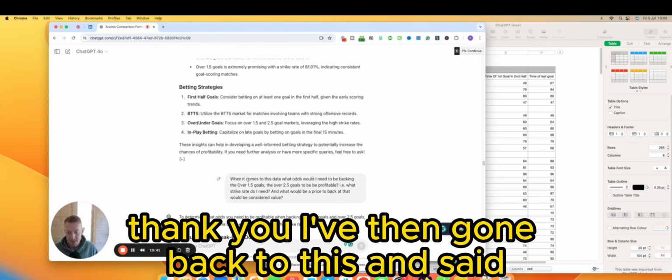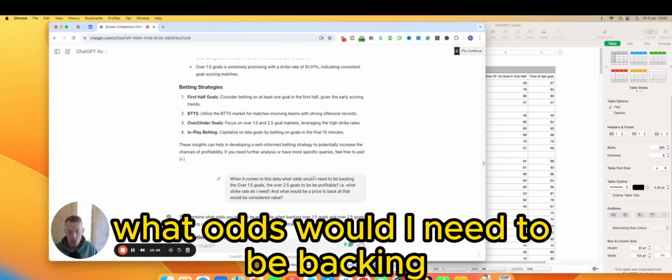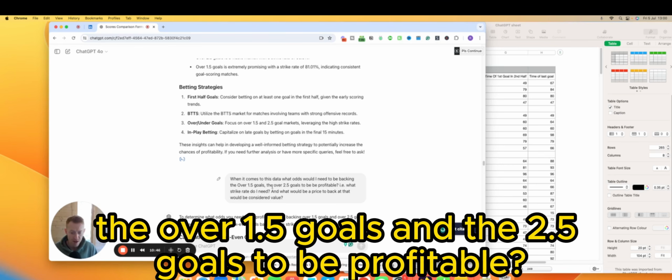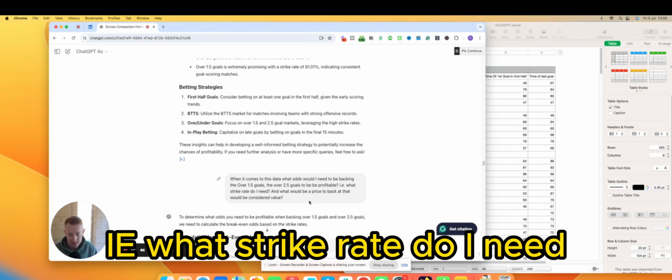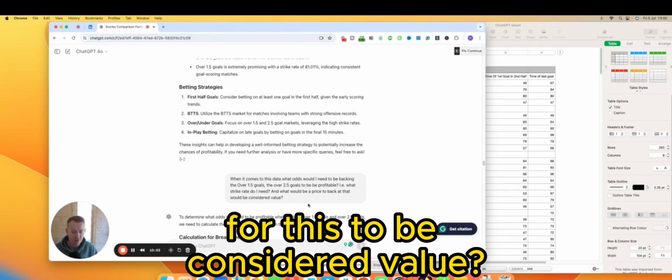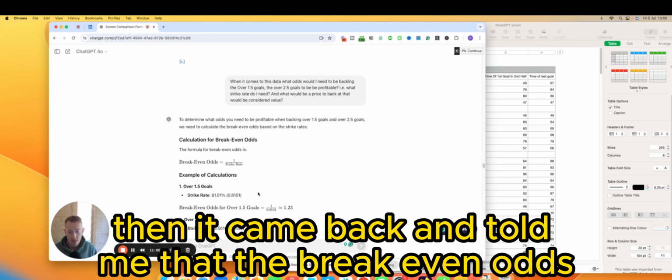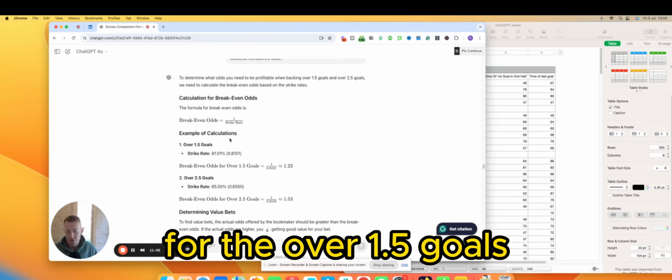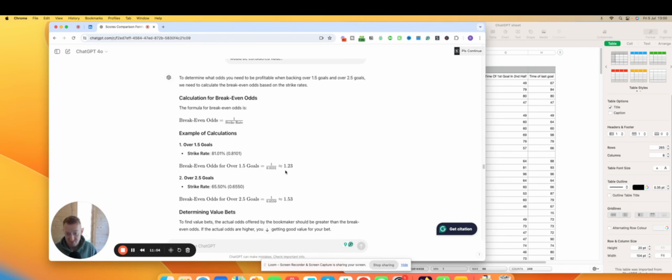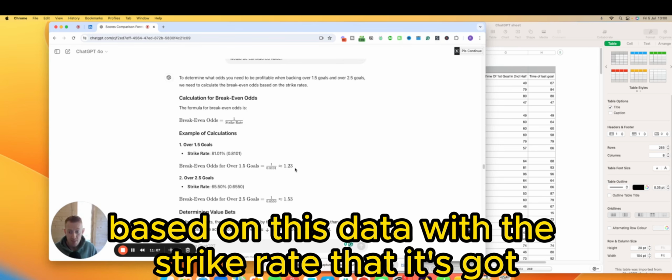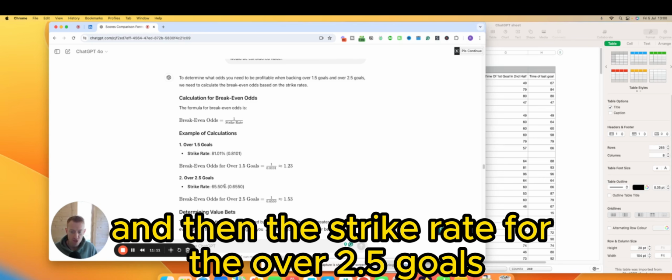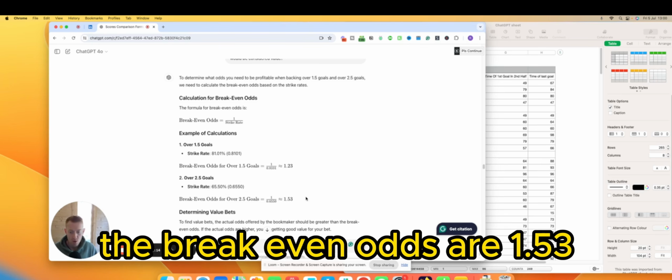I've then gone back to this and said, when it comes to this data, what odds would I need to be backing the over 1.5 goals and the 2.5 goals to be profitable? I.e., what strike rate do I need and what price would I need to back at for this to be considered value? Okay, so it can even work out your break even, and it tells you the calculation there. So then it came back and told me that the break even odds for the over 1.5 goals was 1.23 based on this data with the strike rate that it's got. And then the strike rate for the over 2.5 goals, the break even odds are 1.53.